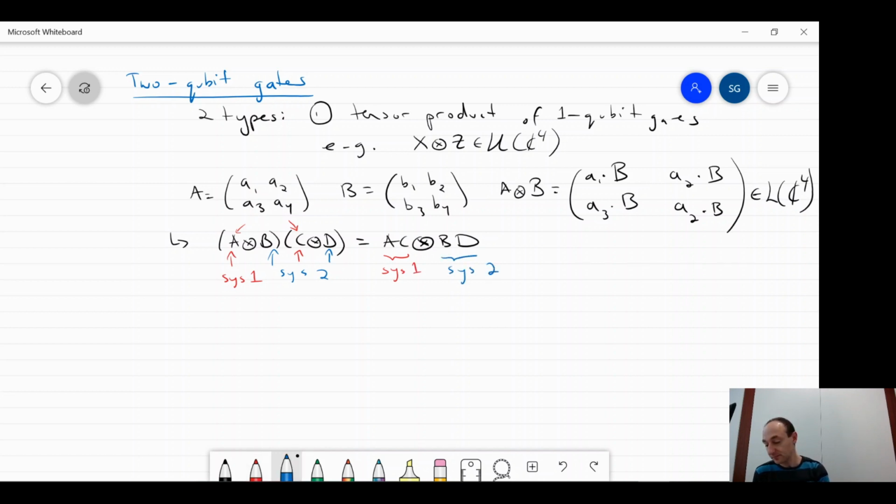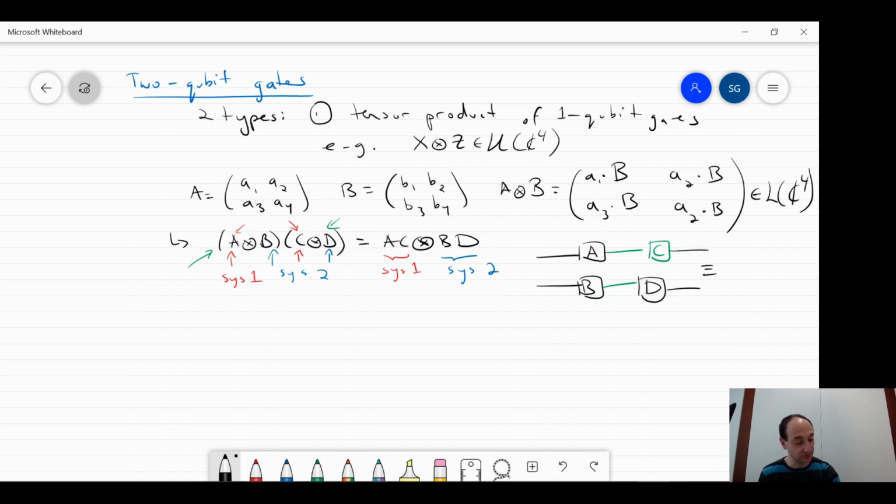Okay? And that's just saying that, if I had wires like this, where I had A on the top, let's say system 1, B on the bottom, that's this first bracket here. And then I apply the second bracket, C over here, D over here. Well, what does this look like?